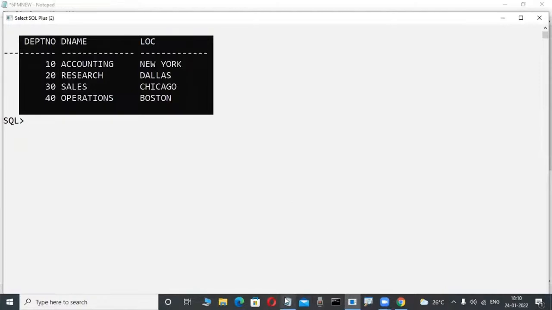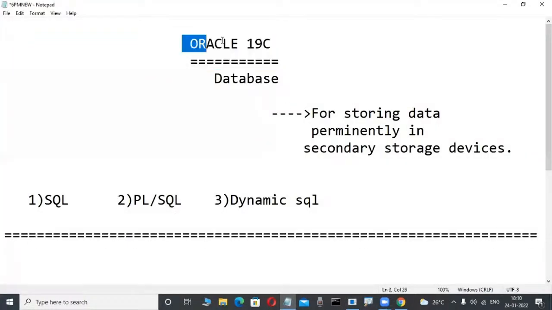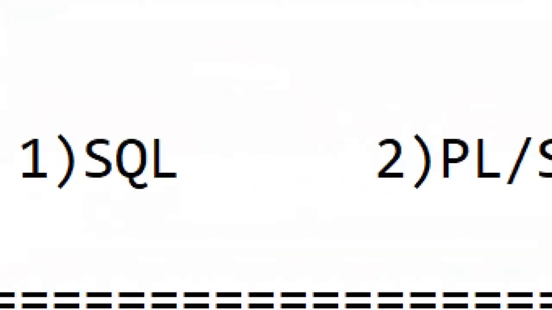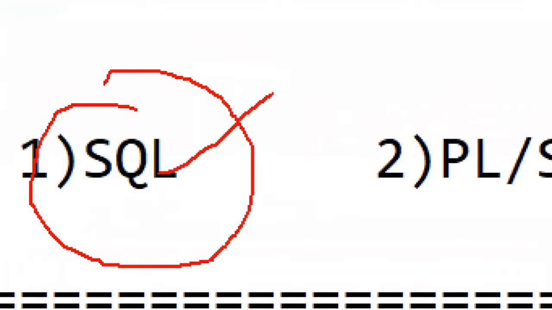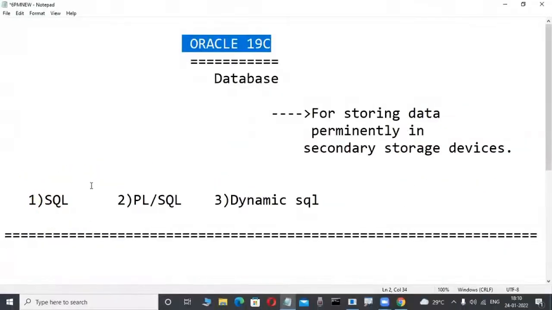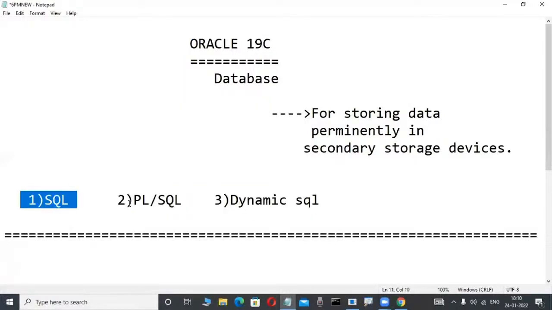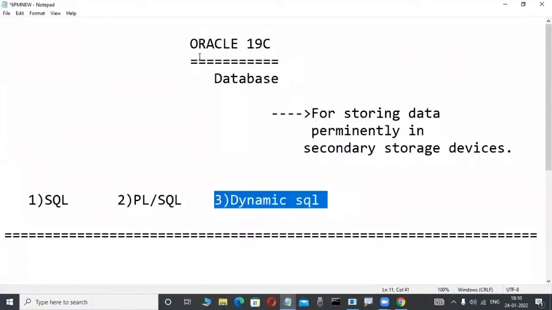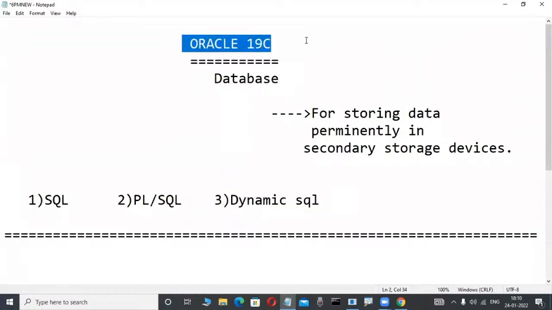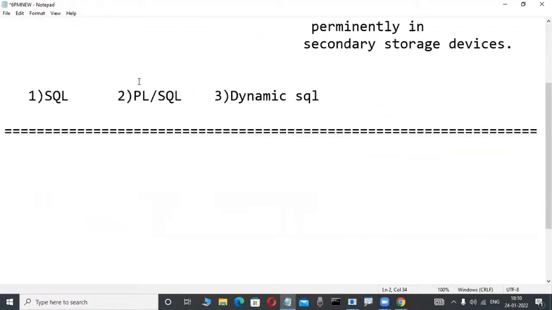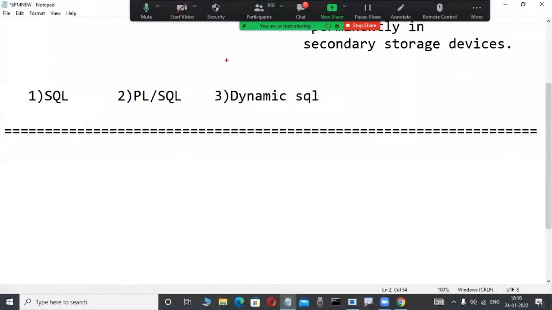For operating these relational data model products, there is one universal language: SQL, structured query language. But for the Oracle product, not only SQL, there are three languages. One is SQL, another is PL/SQL, procedural language extension for SQL, and another is dynamic SQL. Anybody learning an Oracle course anywhere in the world is taught about these three languages.